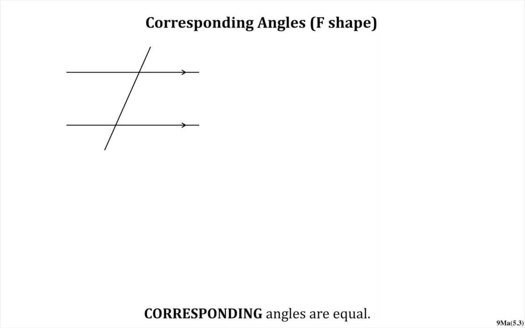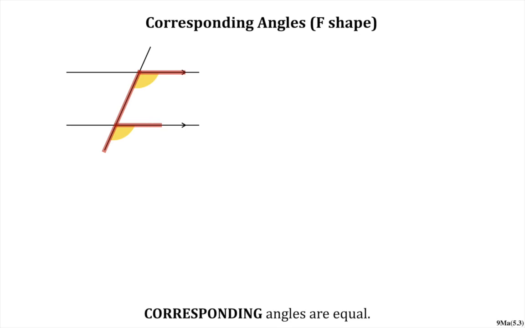Let's talk now about corresponding angles. Now we call these F shape, but corresponding is the term that you need to spot. Can you see an F shape there? Well, underneath the arms, if I call them the arms, or the bits that stick out on the F, those two angles are the same as each other.